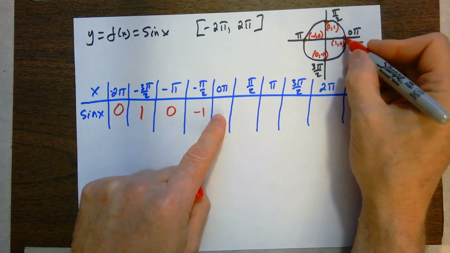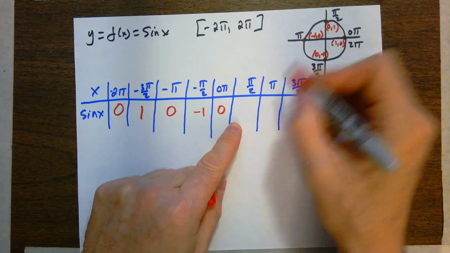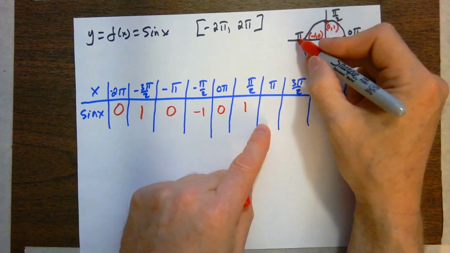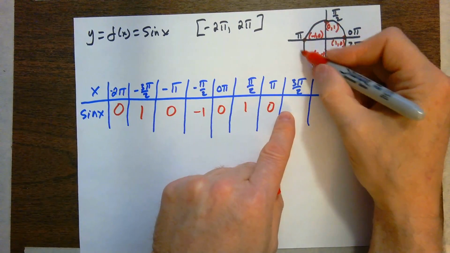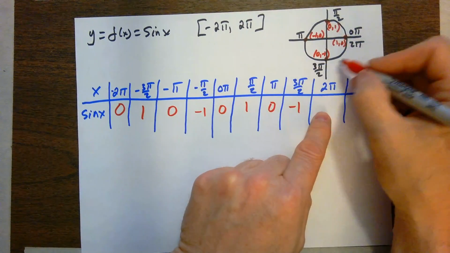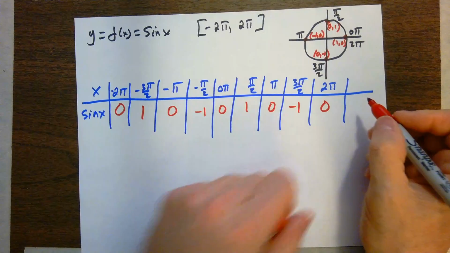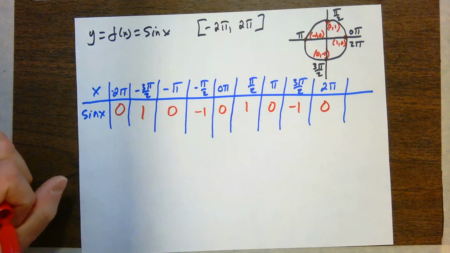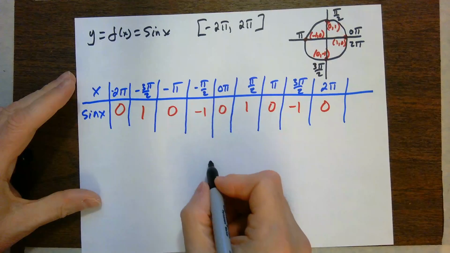0 pi, what's the y value? 0. Pi over 2, what's the y value? 1. At pi, what's the y value? 0. At 3 pi over 2, what's the y value? Negative 1. And at 2 pi, what's the y value? 0. So now I'm going to graph this. It might not look like much, but it's all going to come together here in a moment.